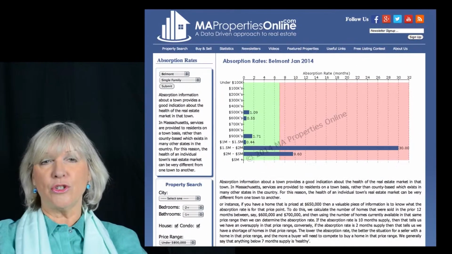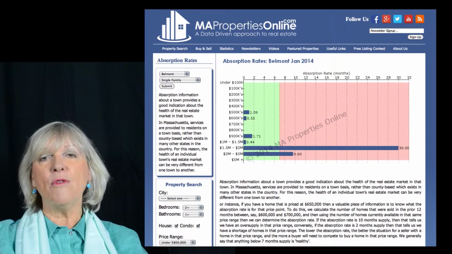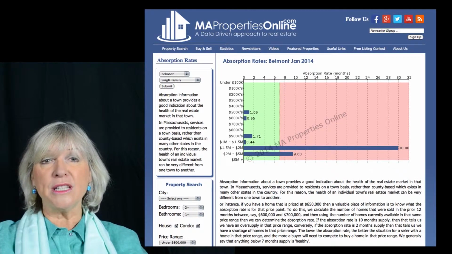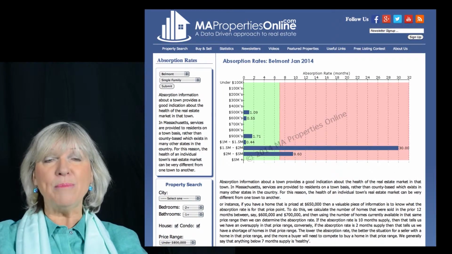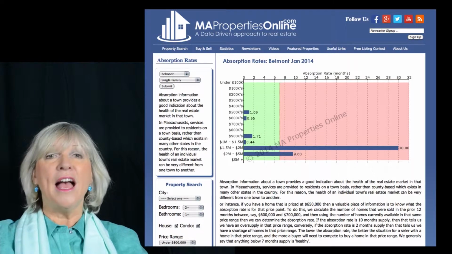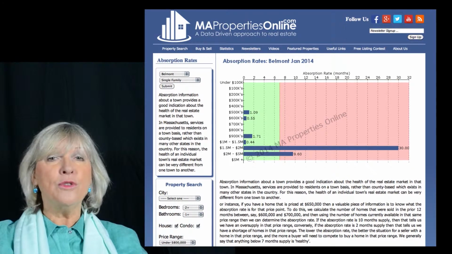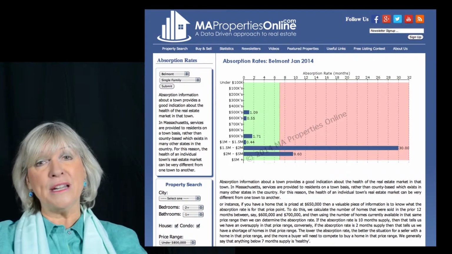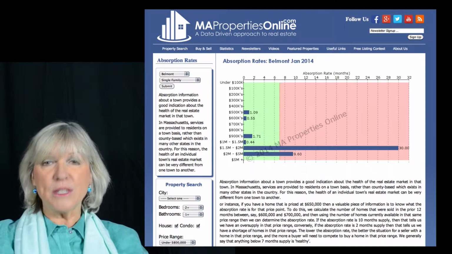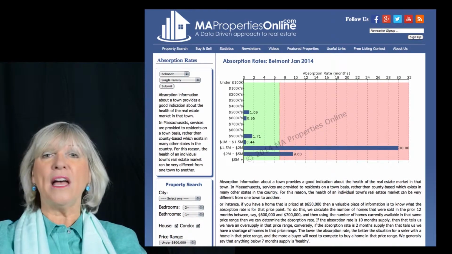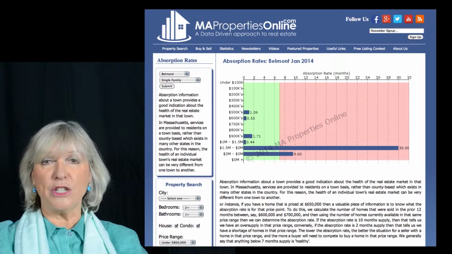If you look at the absorption data for Belmont, you can see a drastic shortage of inventory. There are 0 months supply in the majority of price ranges and only half a month's supply in the $1 million to $1.5 million price range, and just over 1 month's supply in the $600,000 price range. In the $2 to $5 million price range, there is a 14-month supply. But across the majority of price ranges in Belmont, we are in a drastic, severe shortage situation, and any home that comes on the market that's reasonably priced will sell in a competing offer situation.